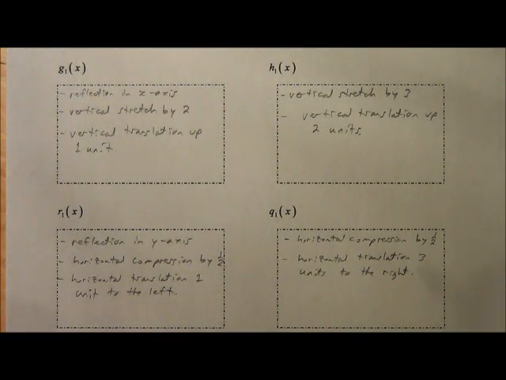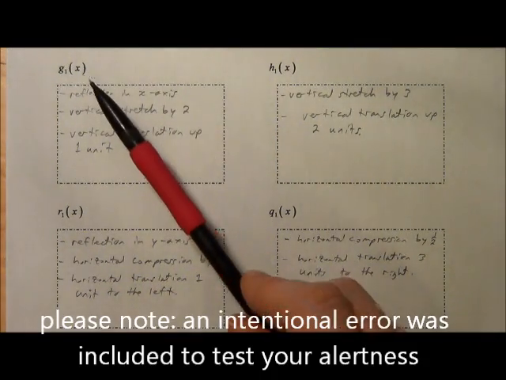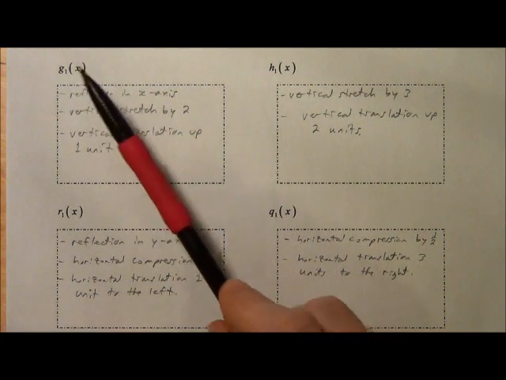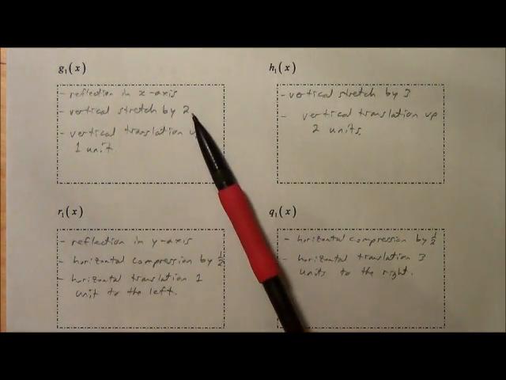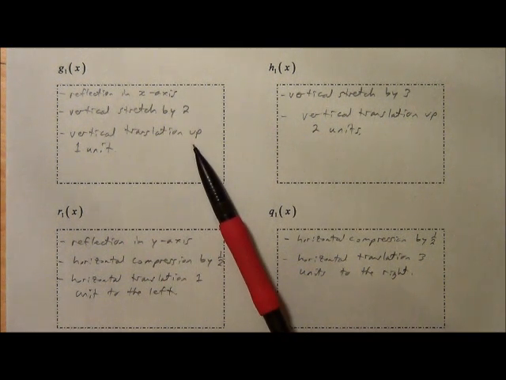Okay, so here are my solutions. For function g of x, there's a reflection in the x-axis, vertical stretch by 2, and a vertical translation up 1 unit.